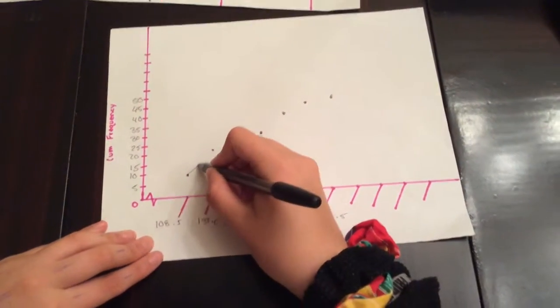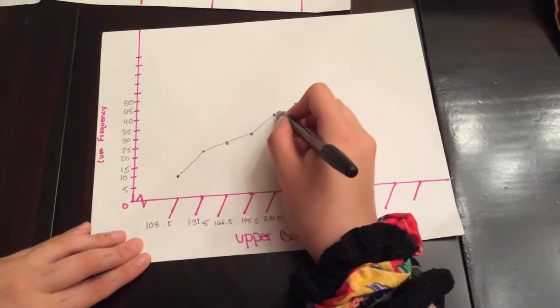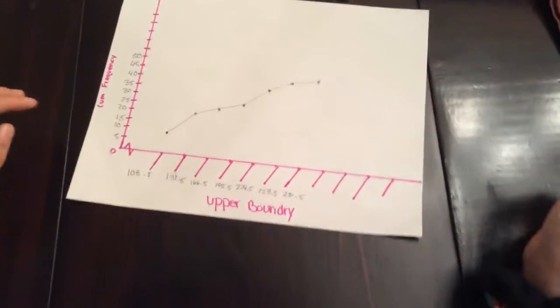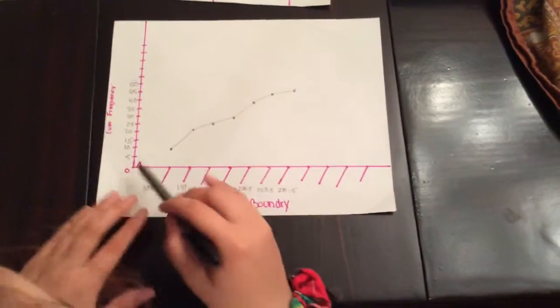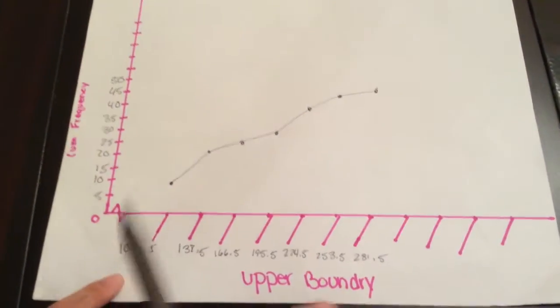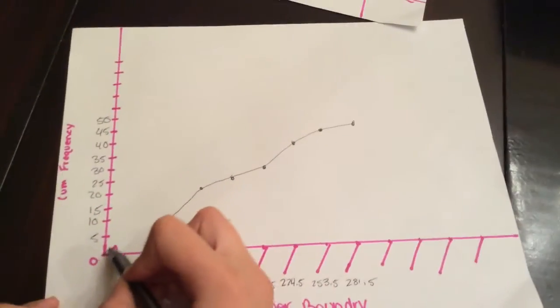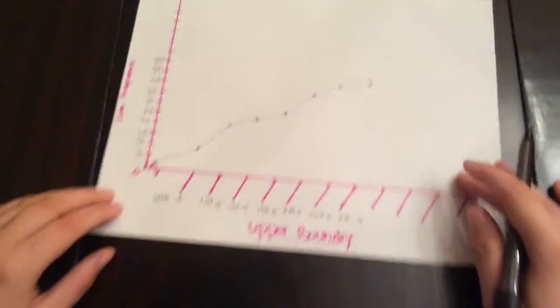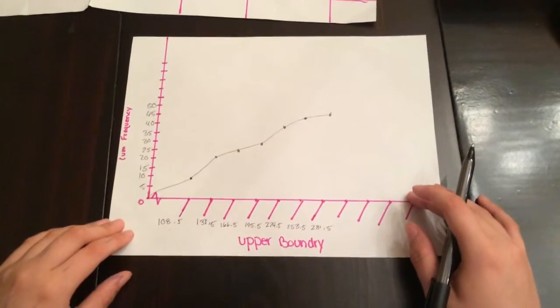Alright, and now you're just going to connect the dots. And this over here I put there because I'm not listing everything before 108.5. Alright, and that is how you make an ogive.